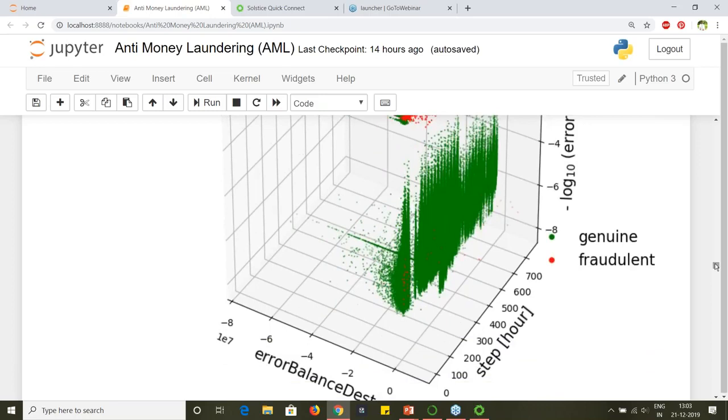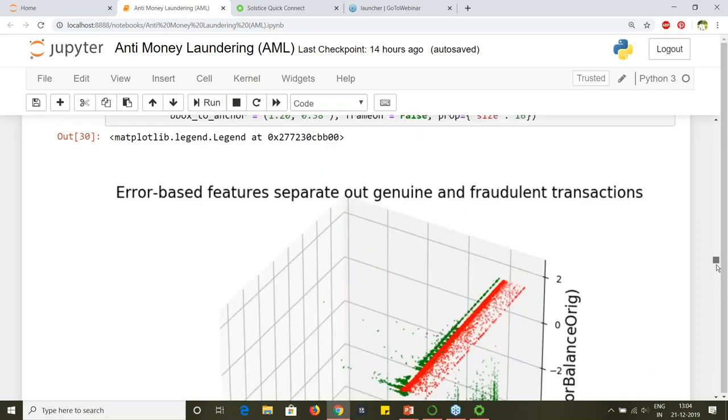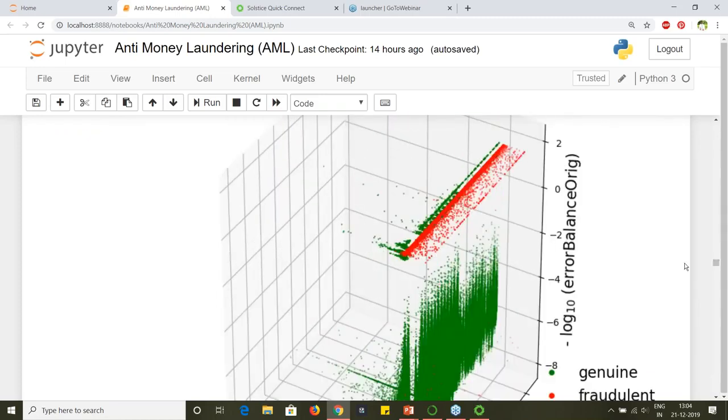You've done a nice visualization. This is step, error balance destination, and the z-axis is error balance at origin. Without the log, this is seaborn becoming too. Yeah, seaborn is based on matplotlib. Both are integrated. Yeah, that's a better visualization. Yeah, just practical.